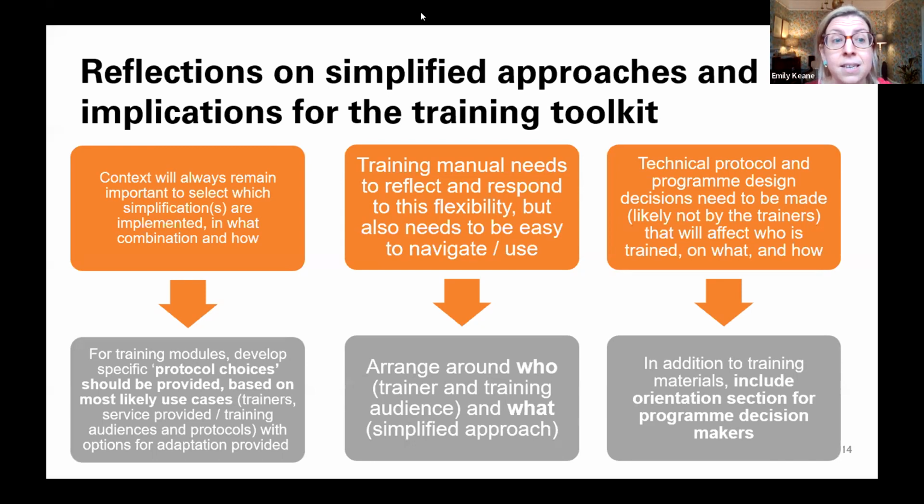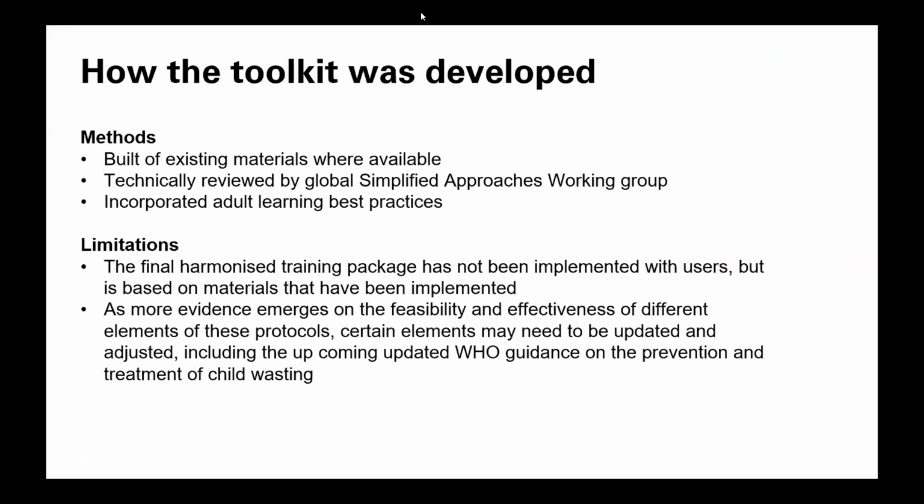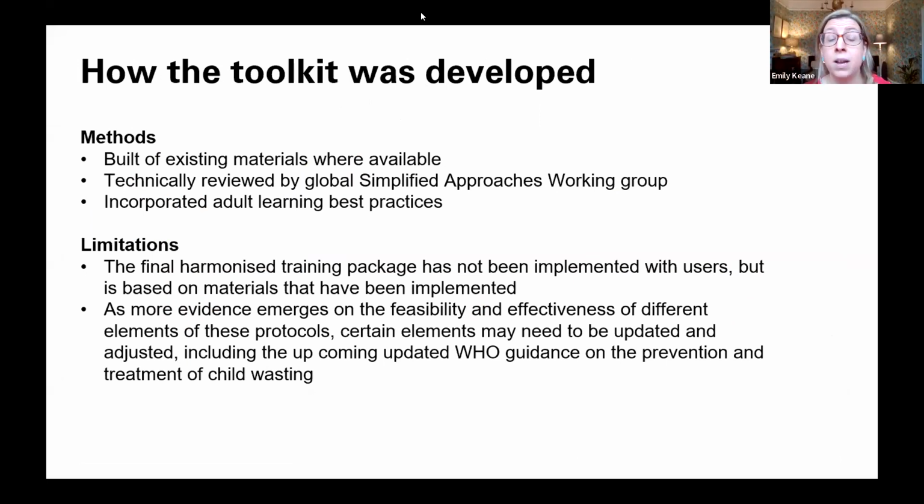Next slide, please. So next, I'll give a brief overview of the process of developing the training toolkit. As previously mentioned, the contents build on existing materials where they were available. Once the chapters were developed, they were shared and technically reviewed by the Global Simplified Approaches Working Group. And throughout the toolkit, we also incorporated adult learning best practices, which Ravi will explain to you more later.